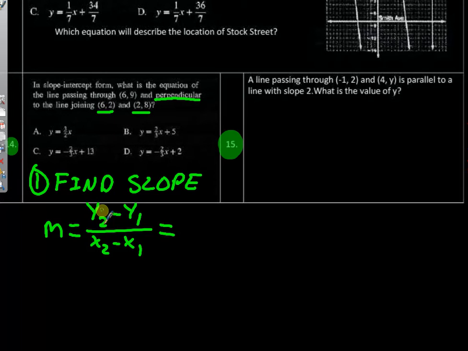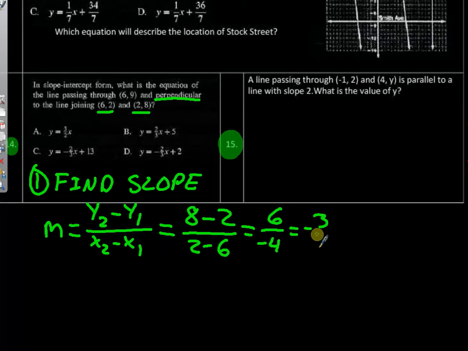Okay, so then we're going to take the y coordinate of the second point, which is 8, subtract the y coordinate of the first point, which is 2, and then take the x coordinate of the second point, which is 2, minus 6, which is the x coordinate of the first point. 8 minus 2 is 6. 2 minus 6 is negative 4. So this is negative 3 halves. Now, this is the slope between these 2 points.